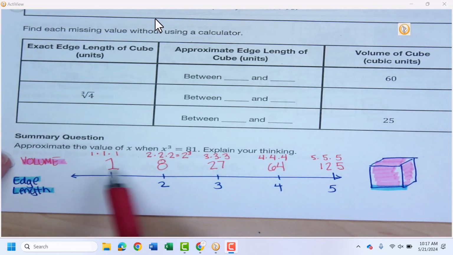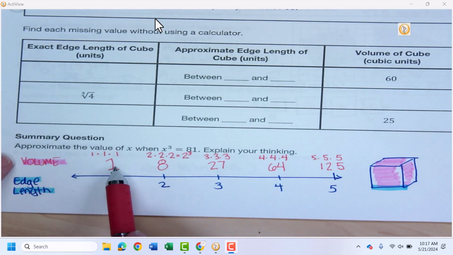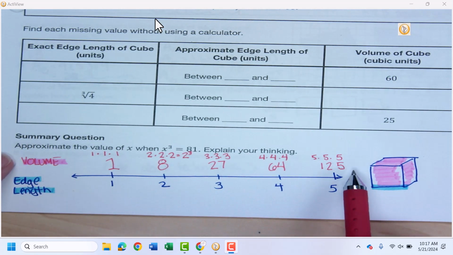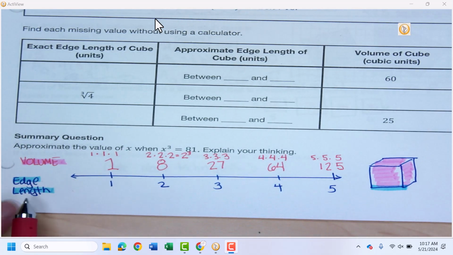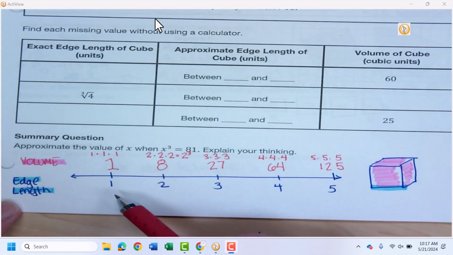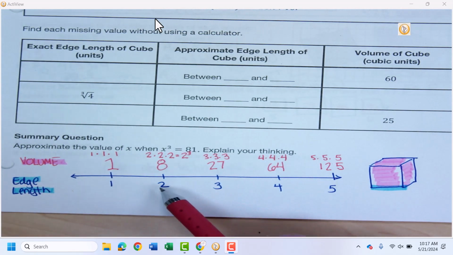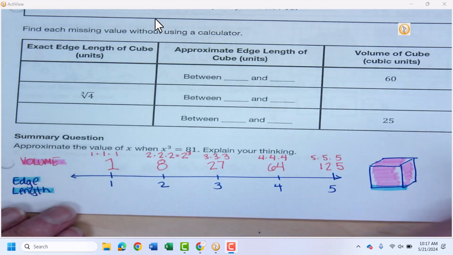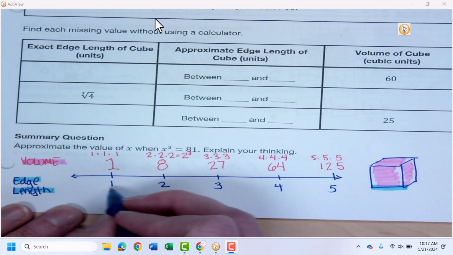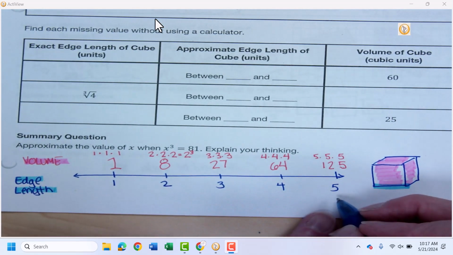So above this number line, I've got what the volume of the cube would be. But sometimes in the homework, you're going to be asked for the length of the edge of that cube. And that's really where we started to find the volume. 1 times 1 times 1, 2 times 2 times 2. These were the edge lengths. But we're going to do one more thing. To represent these edge lengths, actually I'm going to start down here.